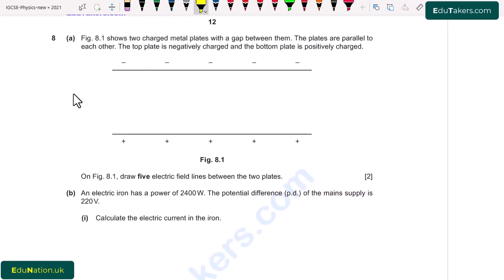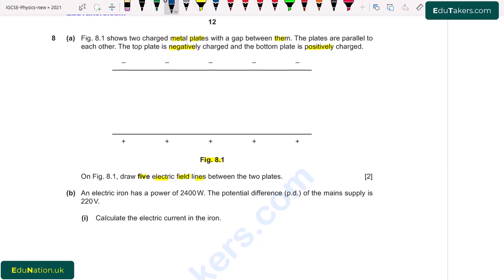Question number 8, part A. Figure 8.1 shows two charged metal plates with a gap between them. The plates are parallel to each other. The top plate is negatively charged and the bottom plate is positively charged. In figure 8.1, we can see that there are two plates. The top plate is negatively charged while the bottom plate is positively charged. On figure 8.1, draw 5 electric field lines between the two plates. Here we have to draw the 5 electric field lines.